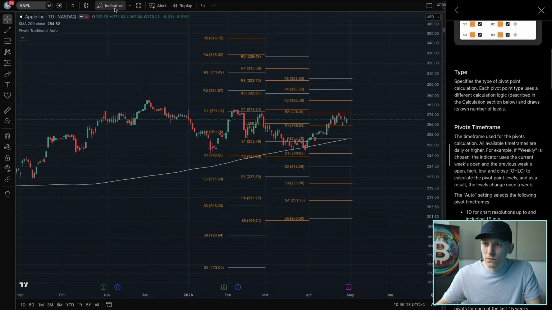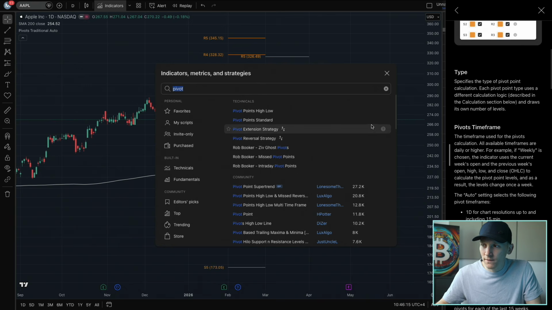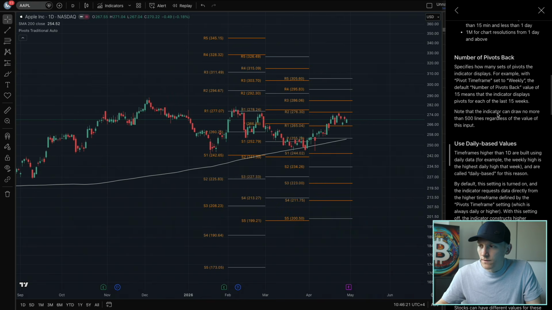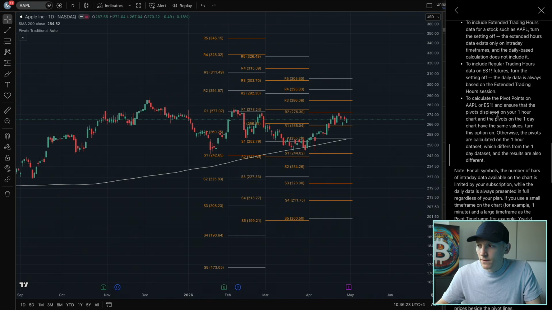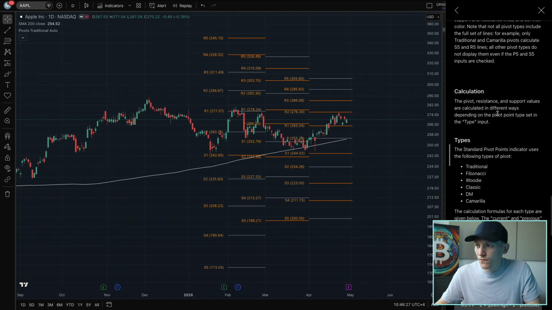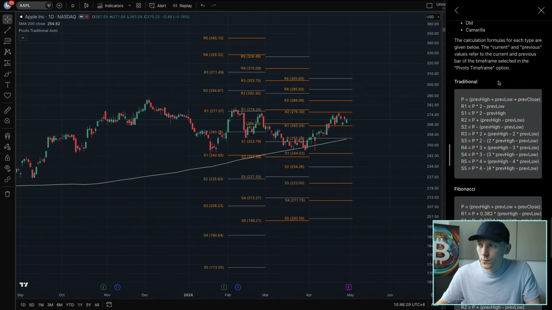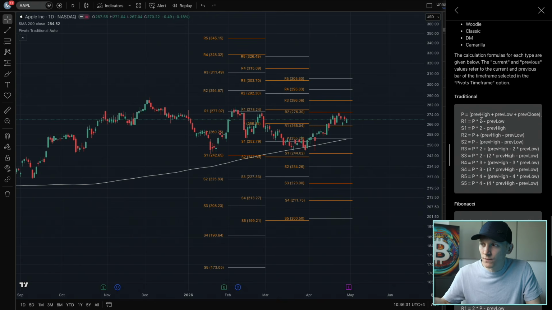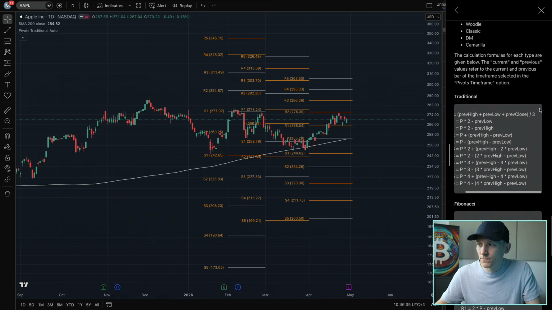If you go into the indicator itself on the right hand side and click this question mark icon, you can see exactly how pivot points are calculated. If we scroll down, there's a few different ways that you can look at the pivot points. The first one is just normally, which is traditional, which takes the previous high and low and the previous close, divides by 3, I believe. You can see here, and then it just plots those out.